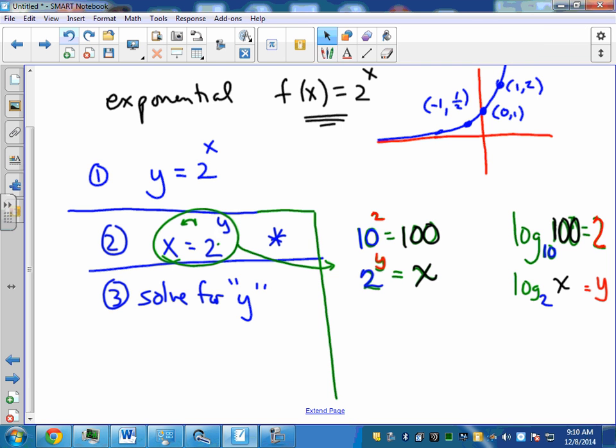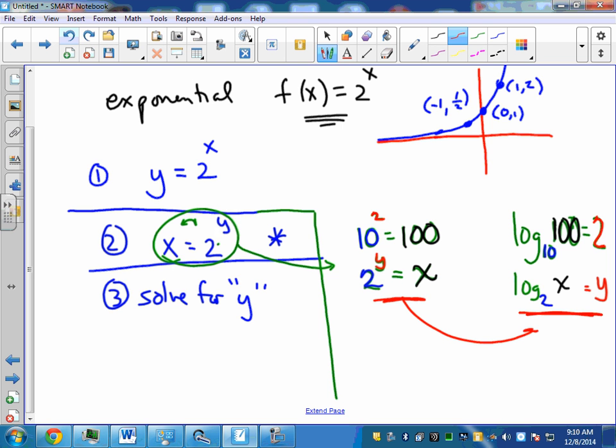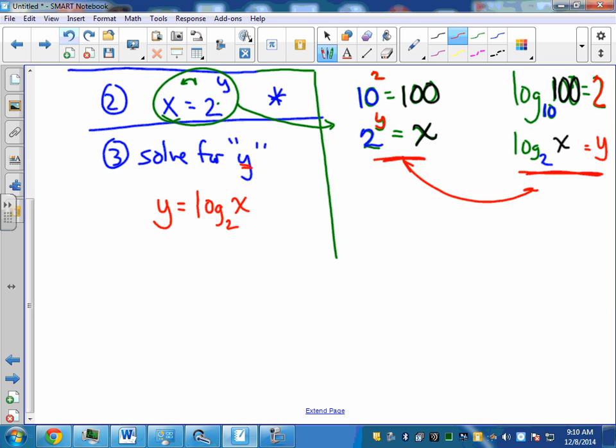Okay, and in fact, we've solved for x. This equation is exactly the same as this equation. And they're not equal, but they're equivalent equations. So solve for y, we've done that. Yeah, I said solve for x. We're solving for y, obviously. So we now know that y is equal to log base 2 of x. And because we're finding inverse, we can now use our inverse notation if you want, log base 2 of x.